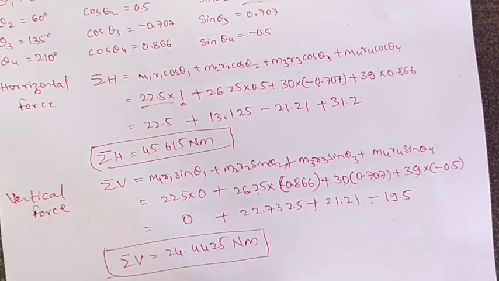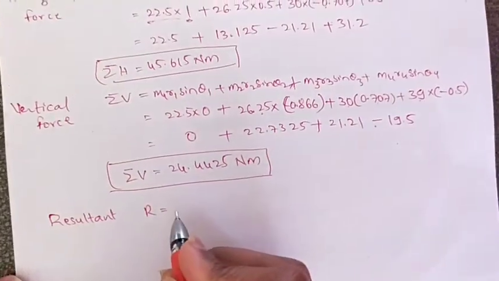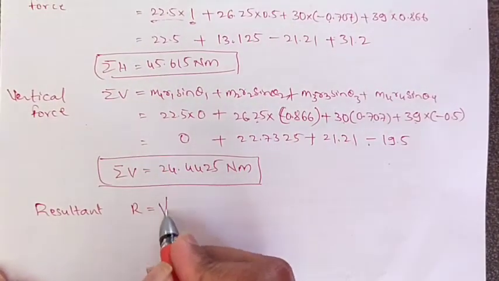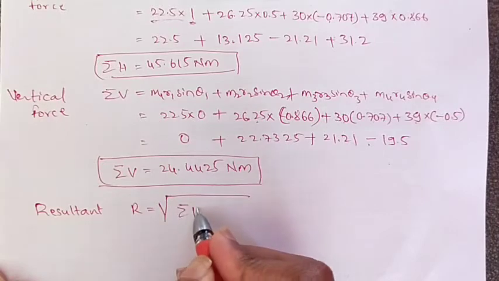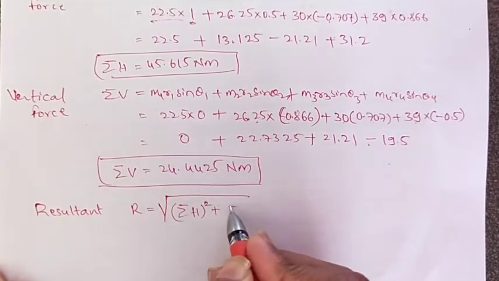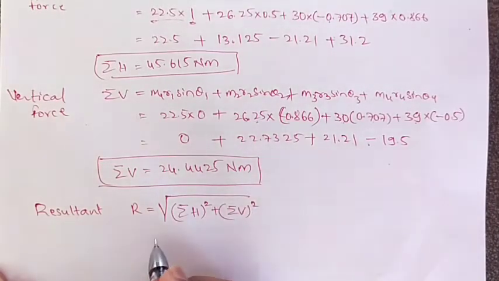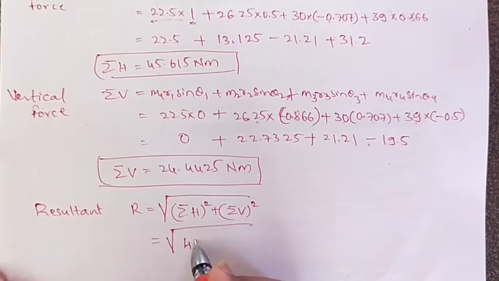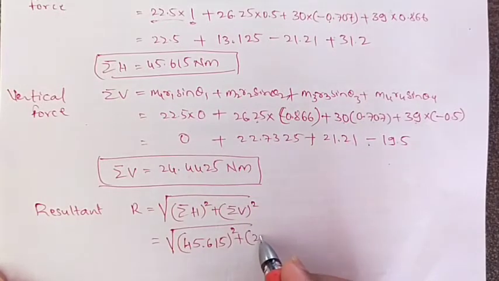Resultant R is given by the square root of delta H square plus delta V square. So what is delta H? Delta H value is 45.615 square plus delta V, which is nothing but 24.4425 square.